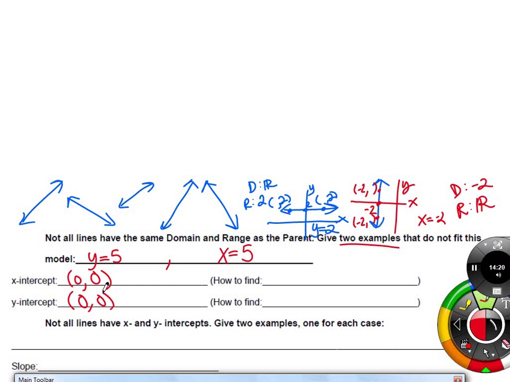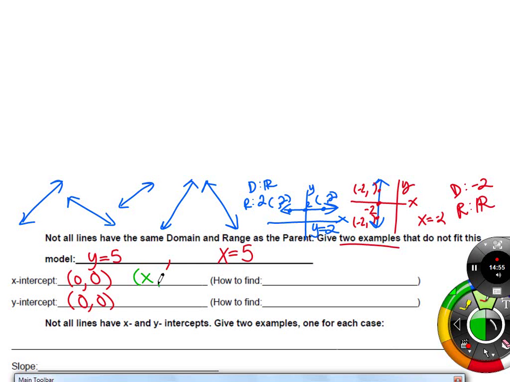What can anybody tell me about x-intercepts in general? If I didn't show you a graph, but I said, tell me one thing you know about the ordered pair of an x-intercept, but I'm not going to show you my picture, what should you still be able to know? If it's an x-intercept, what must be true about the ordered pair that defines the point? Good. Okay, so the x value, the first number, is going to be your x-intercept.